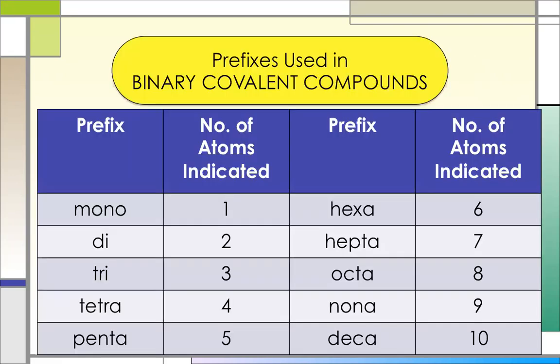Remember these prefixes used in binary covalent compounds. You have the prefix mono, which means number of atoms is 1. Di, number of atoms 2. Tri, number of atoms 3. Tetra, number of atoms 4. Penta, number of atoms 5. Hexa, number of atoms 6. Hepta, number of atoms 7. Octa, number of atoms 8. Nona, number of atoms 9. And deca, number of atoms 10.